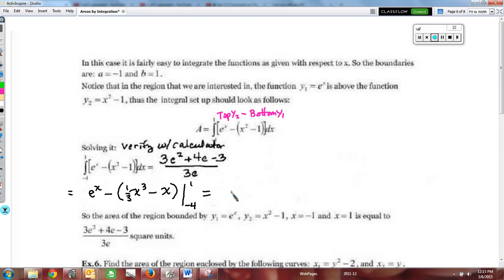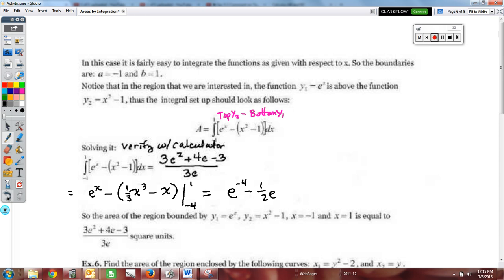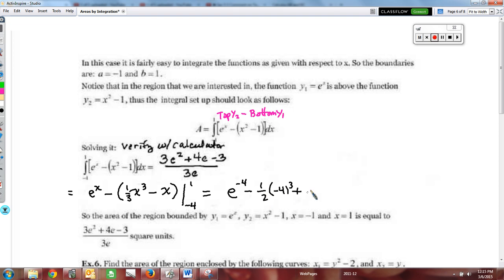We basically go e to the -4 minus my 1/3 times -4 cubed, and then I'm going to go ahead and do plus -4. I went ahead and distributed that. So that's the value of the antiderivative at the first endpoint minus the value at the second bound at 1. So that would be e to the first minus my 1/3 times 1 cubed. We'll put parentheses in here. And then my plus 1.